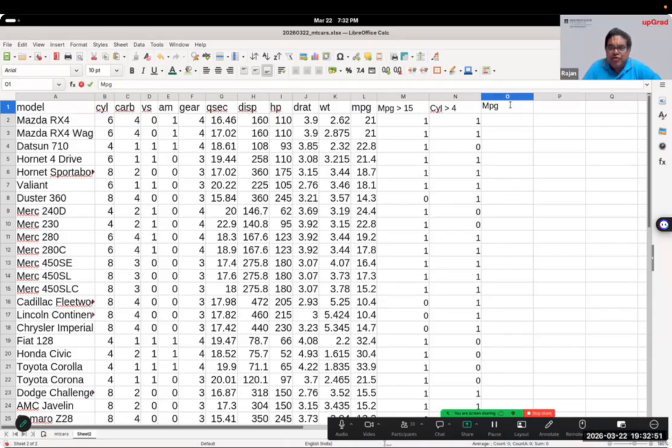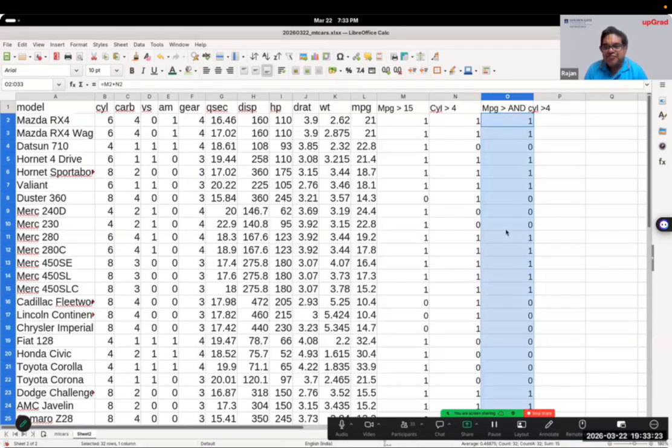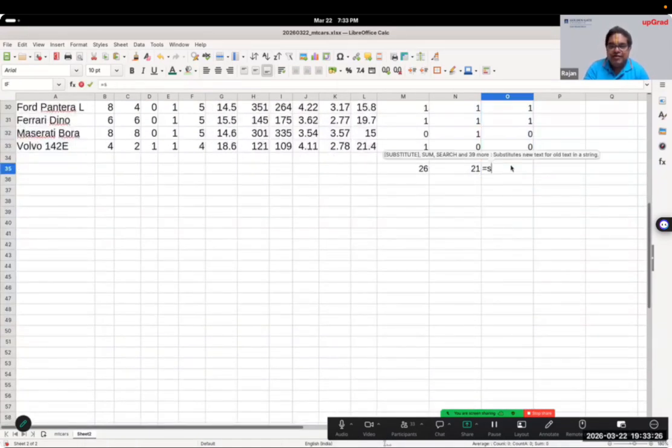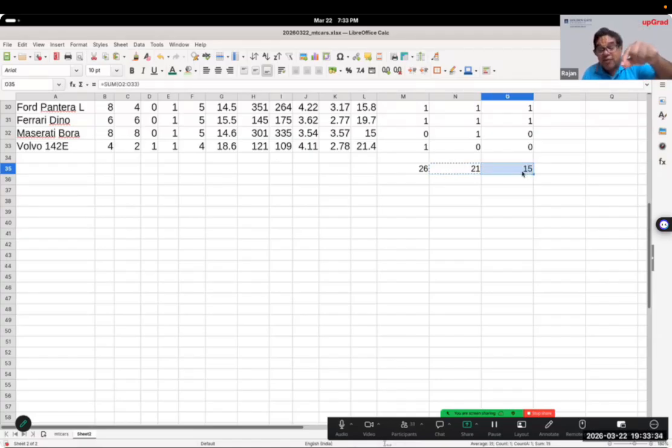So now what we want to do is find out, of all these cars that have MPG greater than 15, how many have cylinders greater than 4, right? So we need to find MPG greater than 15 and cyl greater than 4. So what do we do? We say this times this. All you do is multiply. Both should be present, right? This is the AND question. So how many are there? 15 cars that have fuel efficiency greater than 15 miles per gallon have more than 4 cylinders.